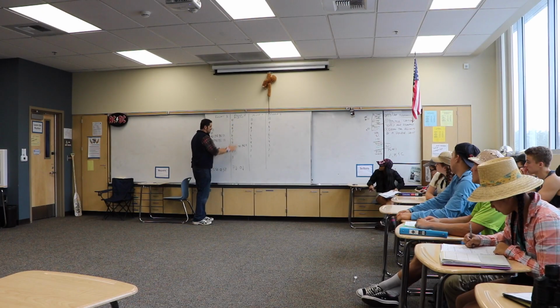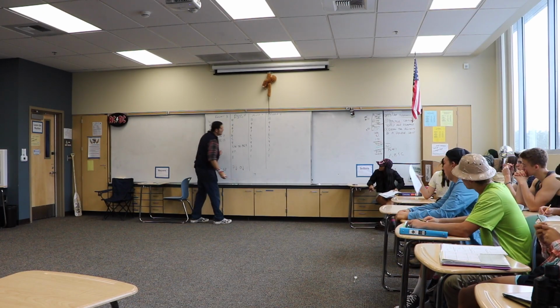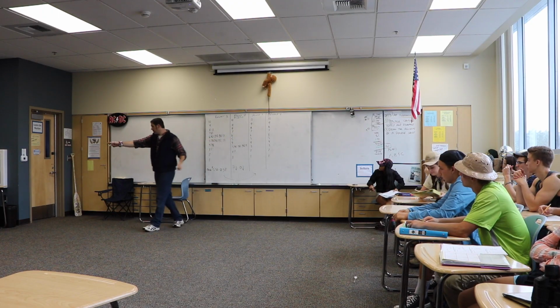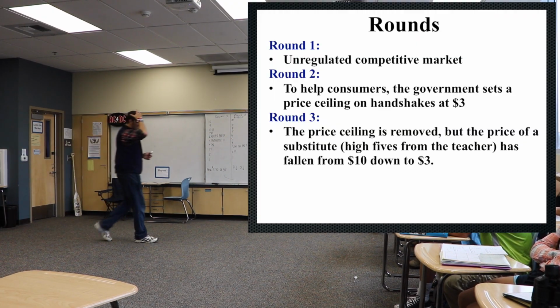Let's assume this policy is now gone. The government said that's a bad idea. They got rid of it. So we're going to compare round 1 to round 3. Take a look at your piece of paper on round 3. In round 3, there is another market, the market for high fives.